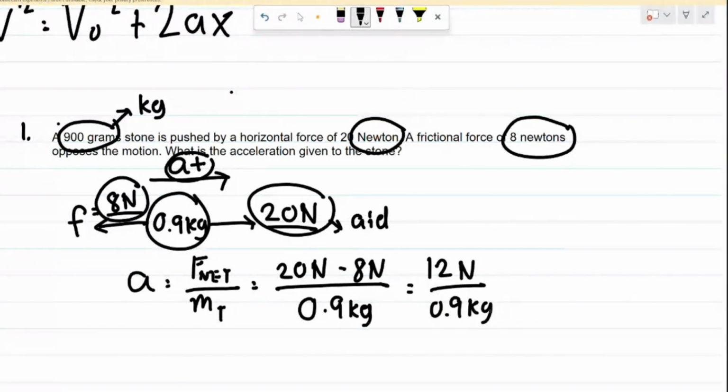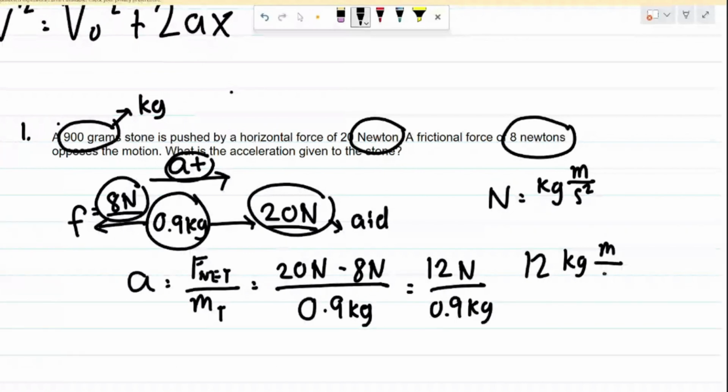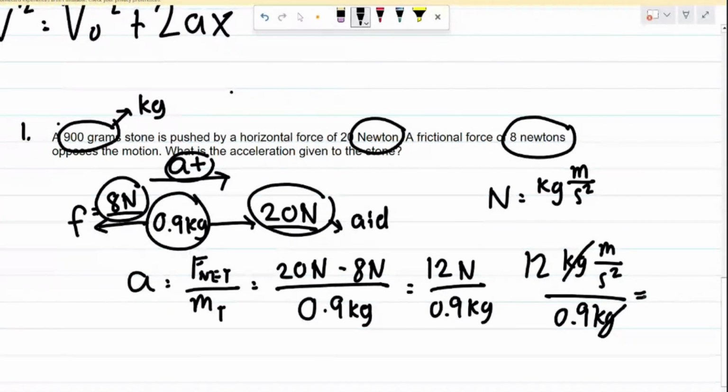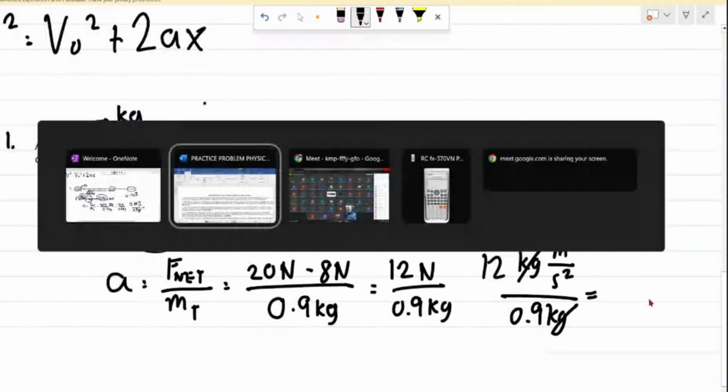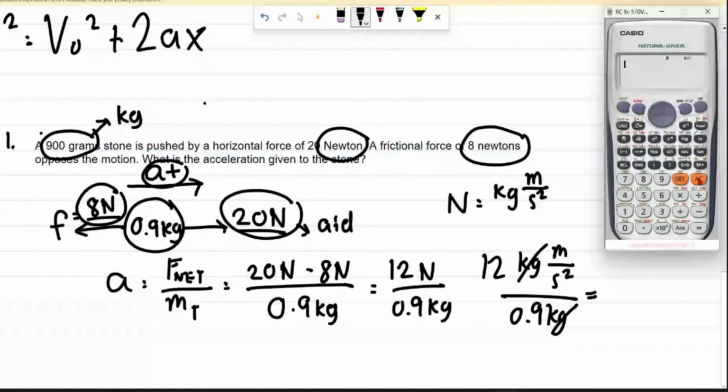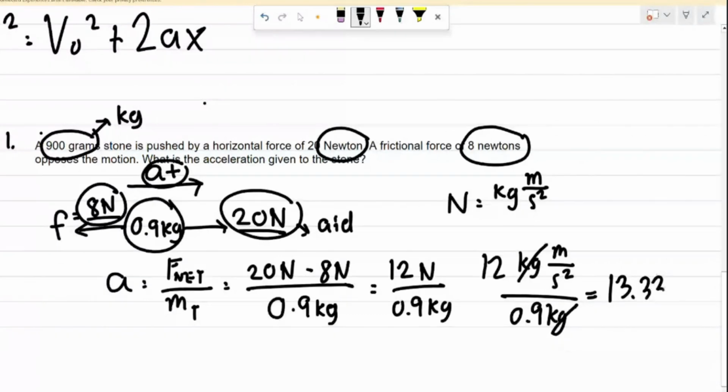So let's do a unit analysis. Kasi guys, ang newton po, we all know that this is kilogram meter per second squared. So therefore, 12 kilogram meter per second squared all over 0.9 kilograms. So sir, cancel po. Therefore, our acceleration would be equals to 12 divided by 0.9. So our acceleration would be 13.33. Of course, the unit is meter per second squared.